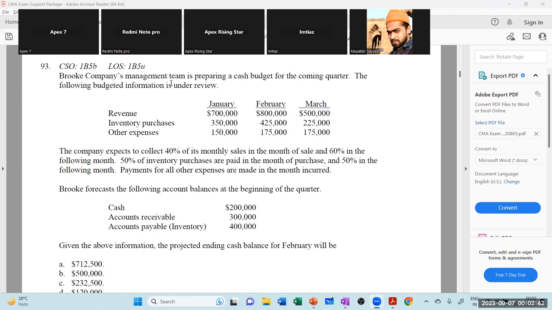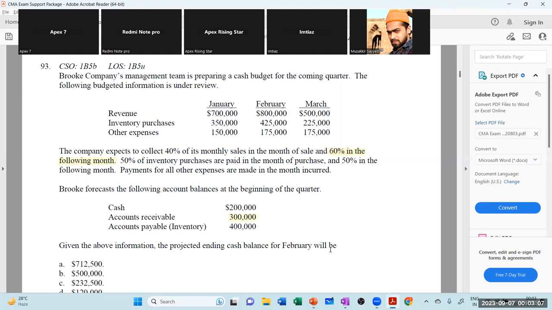Brook forecasts the following account balances at the beginning of the quarter. Cash will have an opening balance of 2 lakhs. So January's opening balance is 2 lakhs. Accounts receivables are 3 lakhs. So their collection will happen in January only. Why? Because 60% of whatever is left is collected in the following month. So last month's sale was 5 lakhs, because this represents 60%.